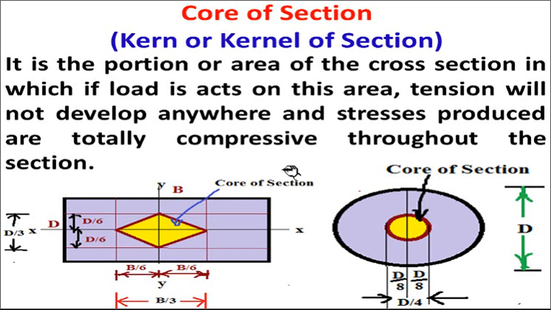Now the next part of the chapter is core of section or kern of section. Kern or kernel of section. It is also called the kernel of section or core of section. Core means what? This yellow colored portion is called the core. See the definition first: it is the portion or area of the cross section in which, if the load acts on this area, tension will not develop anywhere and the stresses produced are totally compressive throughout the section.